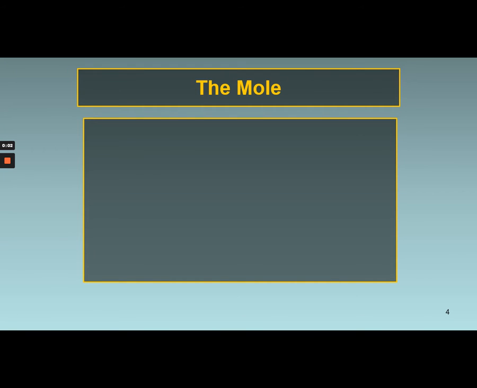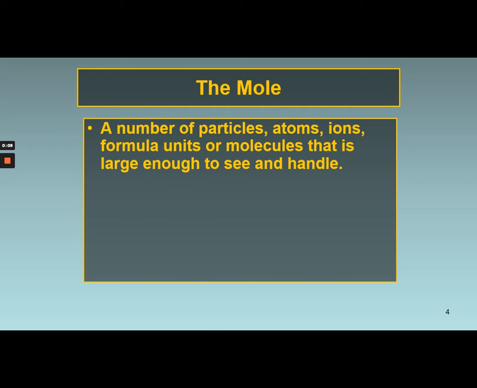Today we're going to start with a little bit of background about what a mole is in chemistry. It is basically, for chemists, a way to measure the number of particles, atoms, ions, formula units, or molecules that is large enough to see and handle. Remember, atoms are too small to be seen or measured, so chemists needed to come up with a way to be able to handle a standard unit of measurement in terms of chemistry.